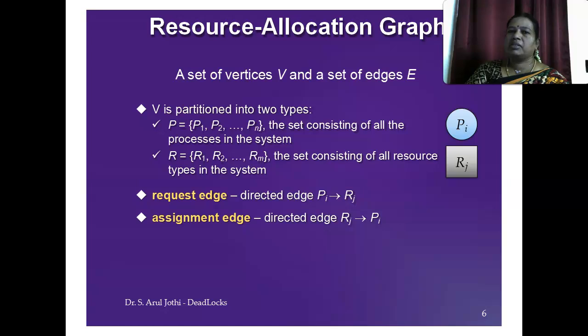So request edge: if a process requests a resource, that is known as a request edge. It is otherwise known as a directed edge. Assignment edge: in the assignment edge, one resource is allocated to the process. Here the allocation is done, the resource is assigned to the process. Whereas in the previous request edge mode, the process is requesting only, but when the resource is free, it will be assigned.